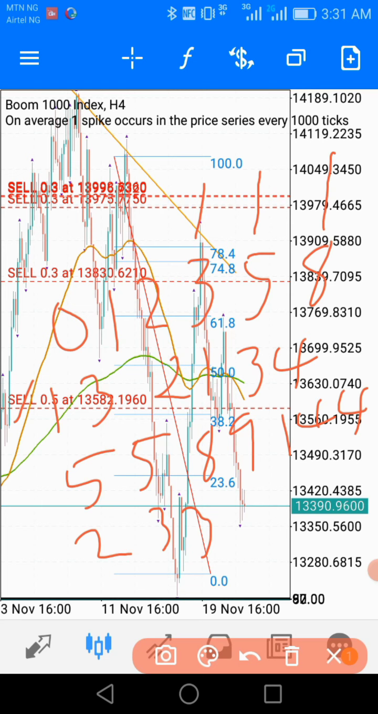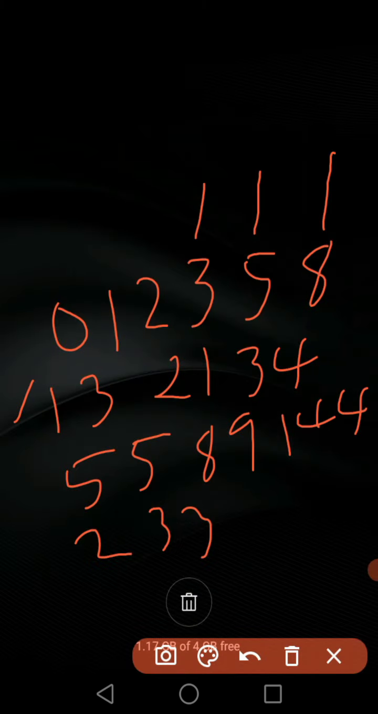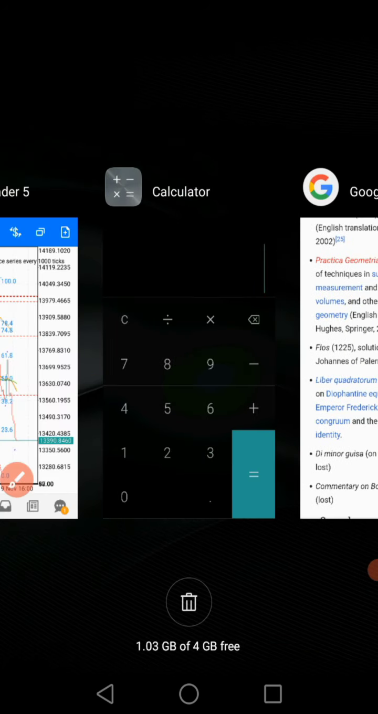And then 89 plus 144 is going to give you 233. So that's exactly how he got the number. Now let's do the calculation right here. Let's use my calculator.